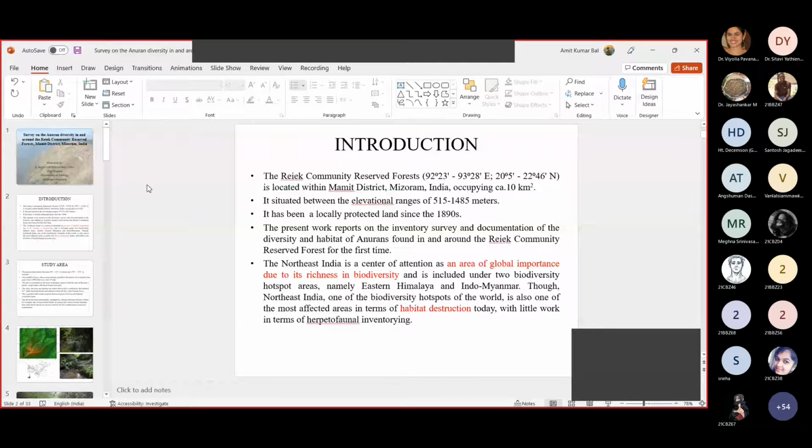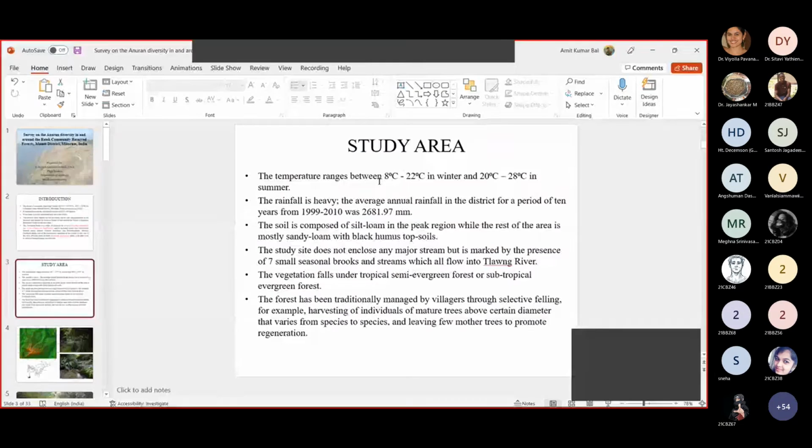The temperature ranges in summer. It also receives a good amount of rainfall during a period of 10 years, which is 2681.97 mm. The soil is composed of slate loam in the peak region, while the rest of the area is mostly sandy loam with black humus topsoils.